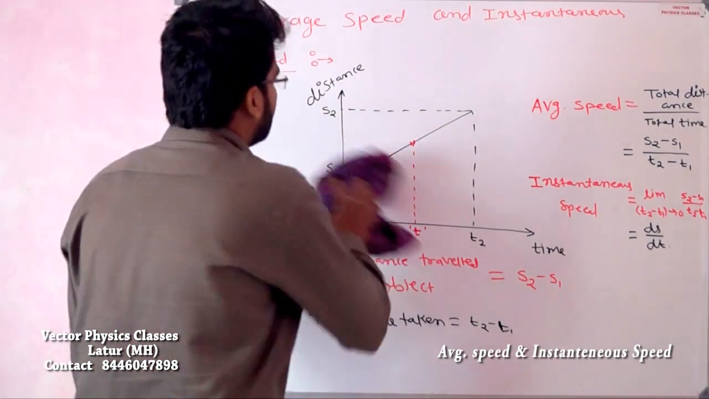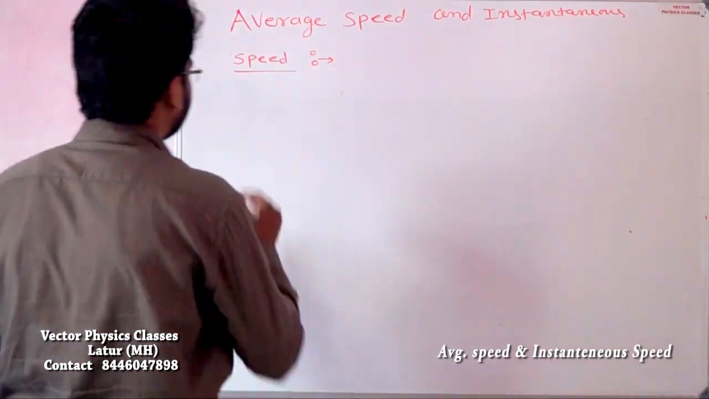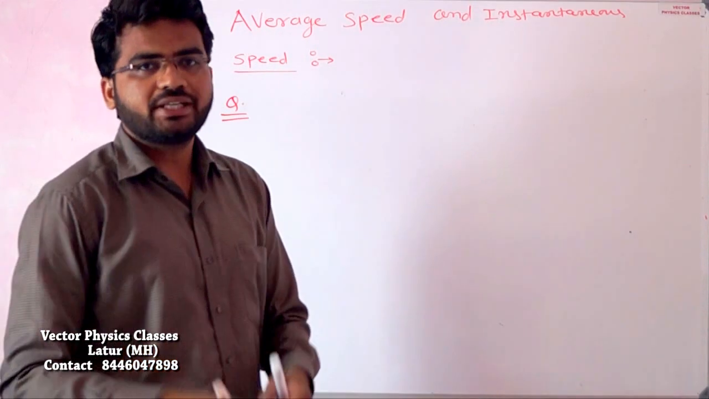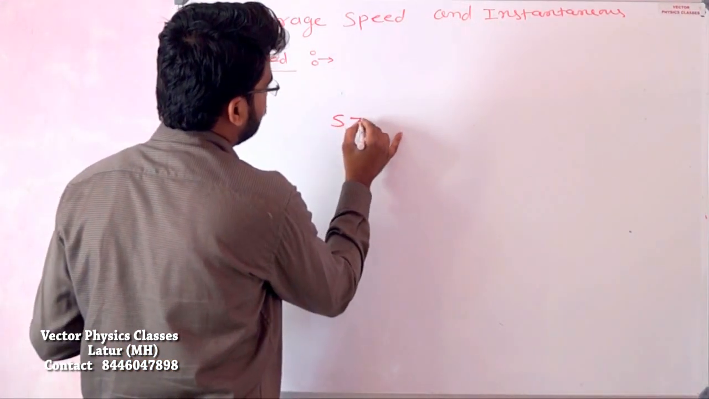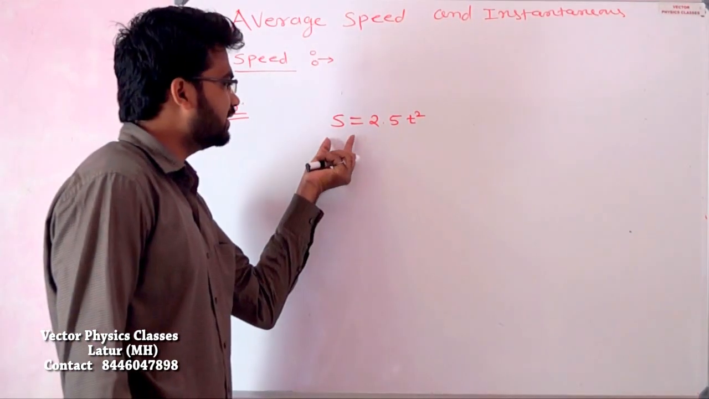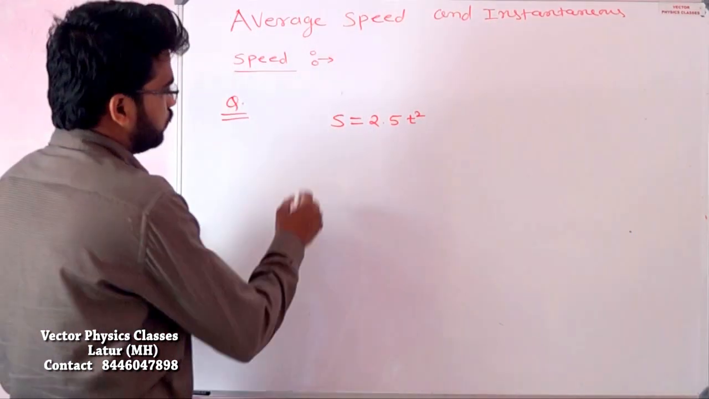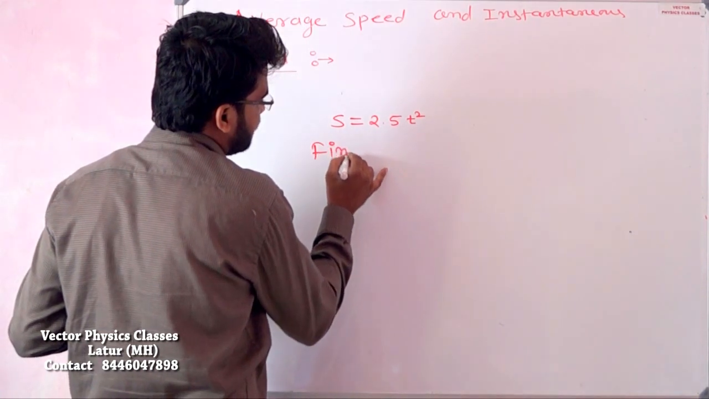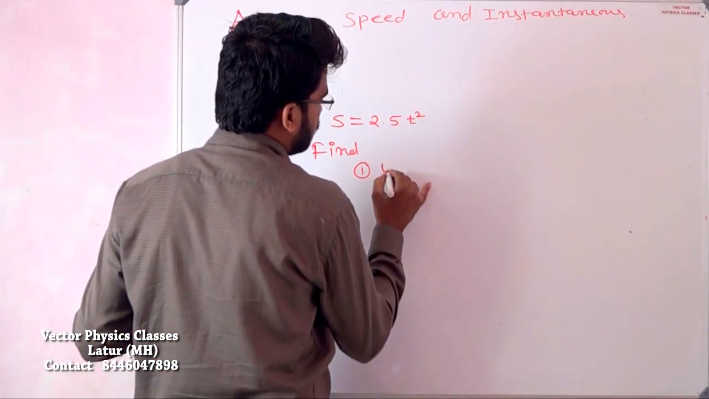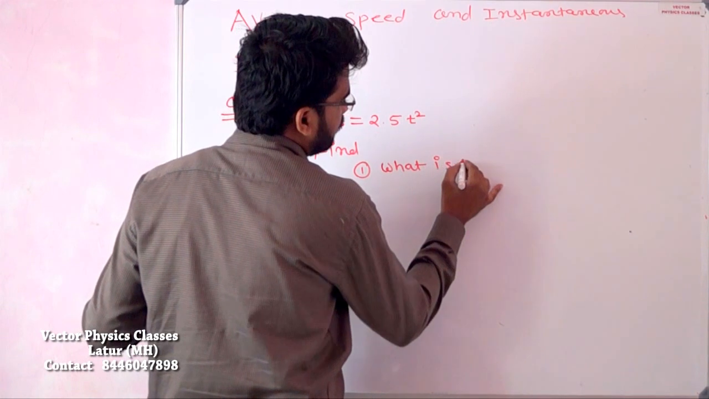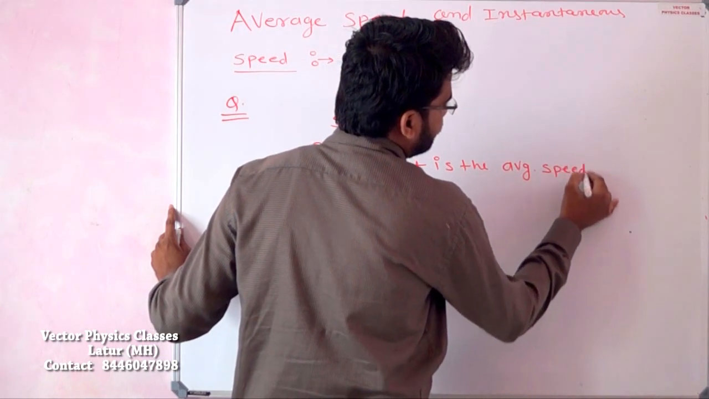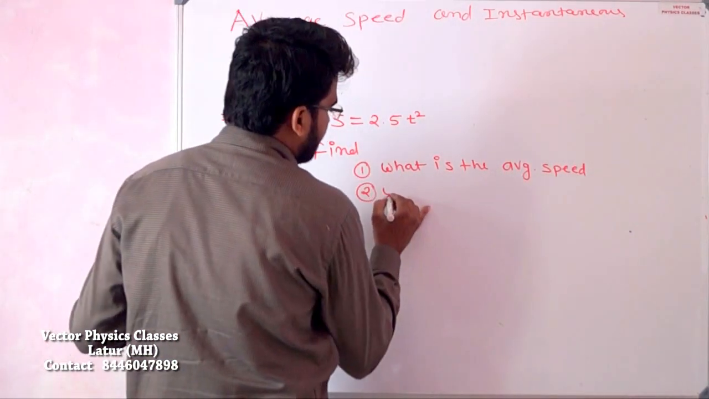Now we'll do certain questions based on this. Question number 1, and the question says, if distance traveled by object is given by s is equal to 2.5 t square. This is the distance traveled by object given as a function of time, right? So find first, what is the average speed? And second question, what is the instantaneous speed?